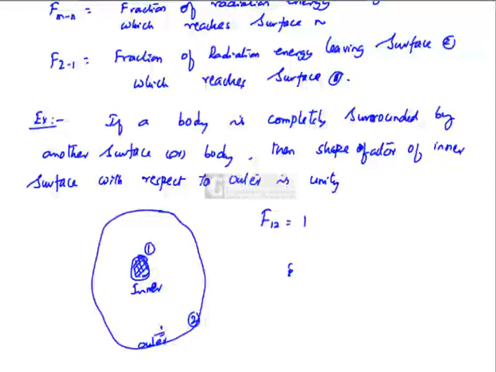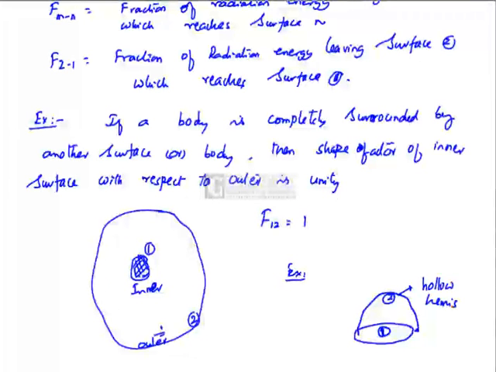Another example is a circular plate, considered as surface 1. It is surrounded by a hollow hemisphere of the same radius. This circular plate is enclosed by a hollow hemisphere. In such a case, F12 is equal to 1.